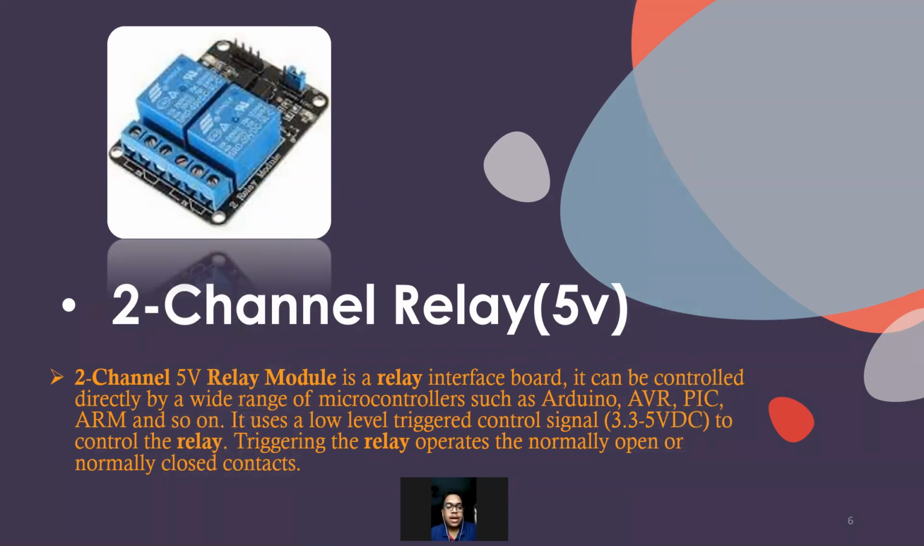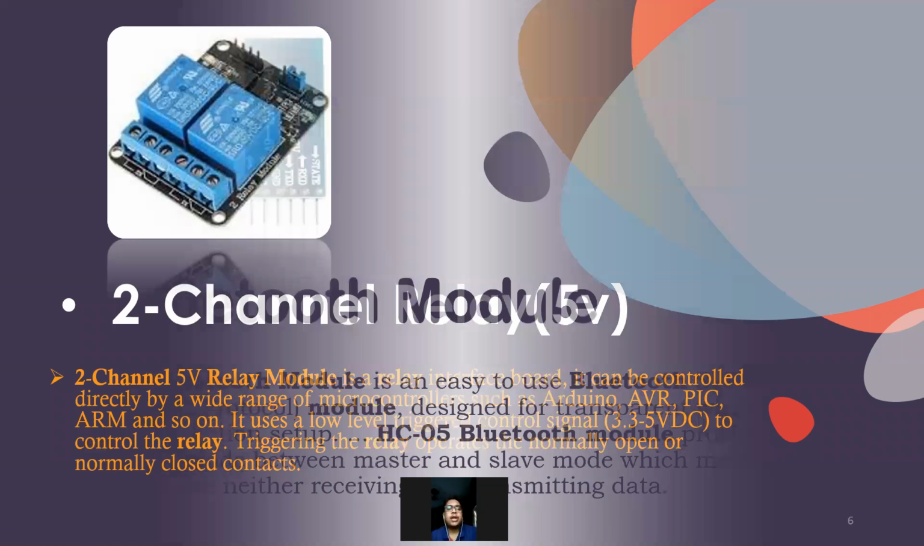Our second component used is a two-channel relay 5 volt. So the two-channel relay of 5 volt is a relay interface board. It can be controlled directly by a wide range of microcontrollers such as Arduino, AVR, PIC, ARM, and so on. It uses a low-level triggered control signal in the range of 3 to 3.5 VDC to control the relay. Triggering the relay operates the normally open or normally closed contacts. So this was about the two-channel relay.